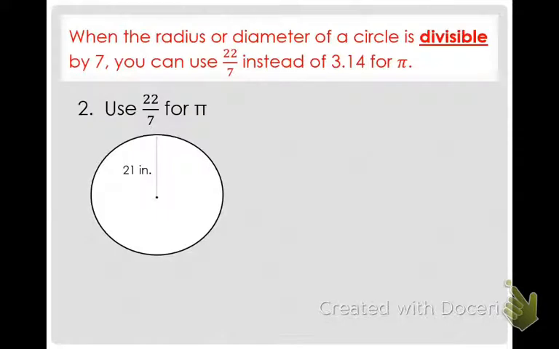Okay, skip a line, write this down. When the radius or the diameter of a circle is divisible by 7, you can always use 22 over 7 instead of 3.14 for pi, because that's a little more specific. I want you guys to put 22 over 7 into your calculators to figure out what that would be as a decimal. What was it that you got?